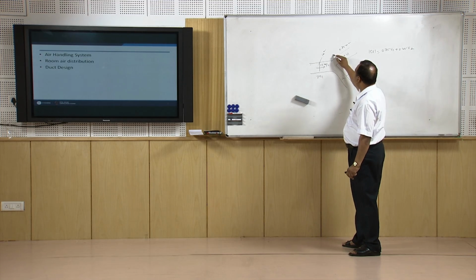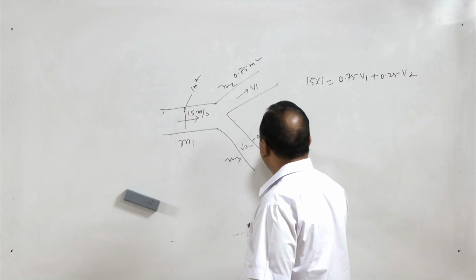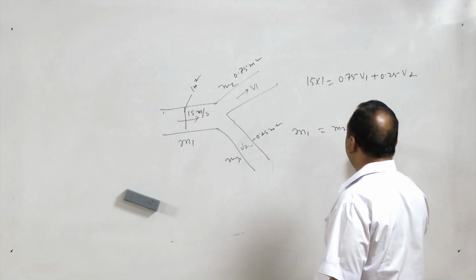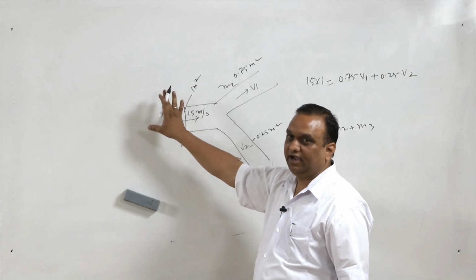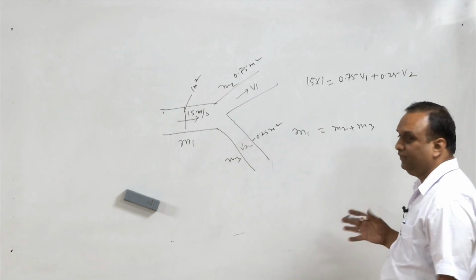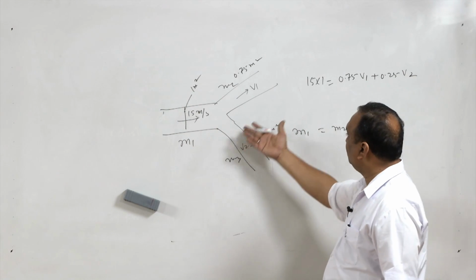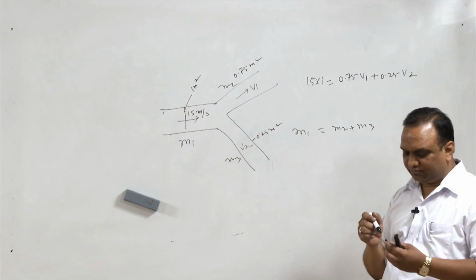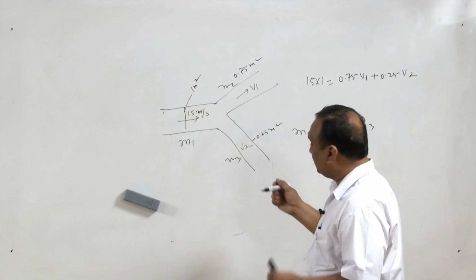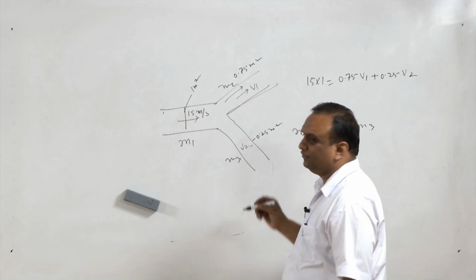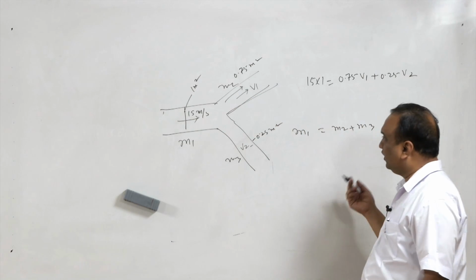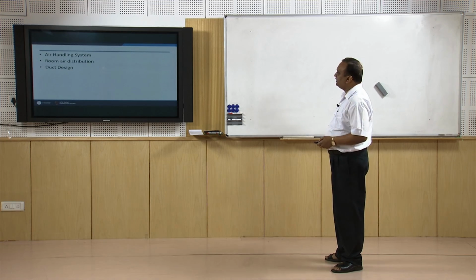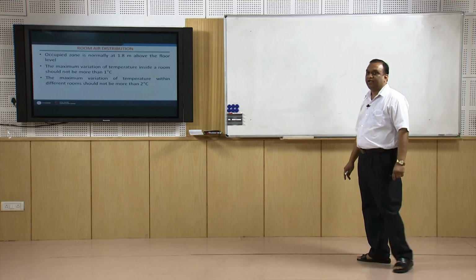Definitely, if the mass flows are M1, M2 and M3, then M1 is equal to M2 plus M3. These are adiabatic processes, so there is no heat loss. We can also use M1 H1 equal to M2 H2 plus M3 H3, but that will not be very useful here, because we do not normally consider heat transfer in the distribution of air. If it is required, it will be considered. So, these are the preliminaries in duct design.